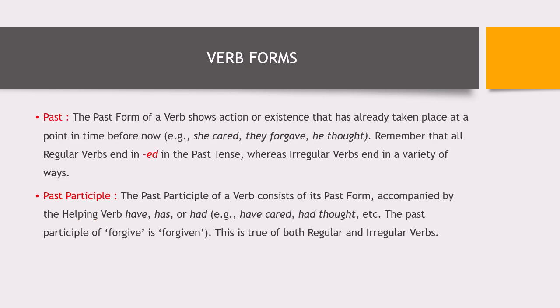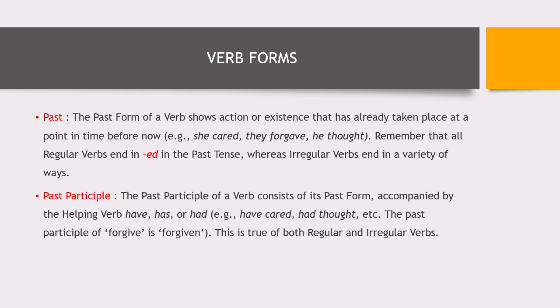Verb forms. Past. The past form of a verb shows action or existence that has already taken place at a point in time before now. For example, she cared, they forgave, he thought. Remember that all regular verbs end in ed in the past tense, whereas irregular verbs end in a variety of ways.